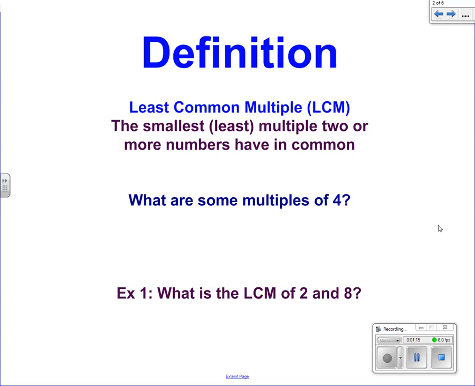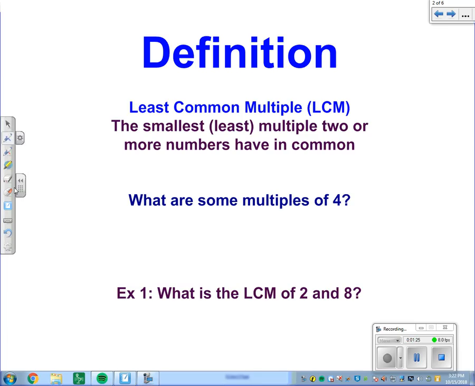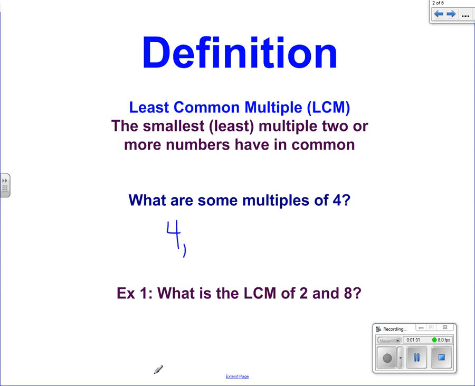Now, let's talk about multiples really quick. What are some multiples of 4? To find multiples of 4, what you do is you count by 4s. If I count by 4s, what would my first number be? Did you say 4? That would be correct. What would my next number be? 4, add 4 to 4. That gives me 8.